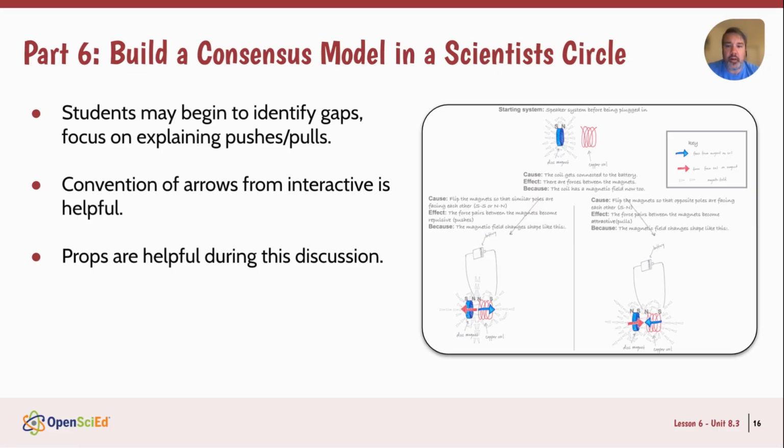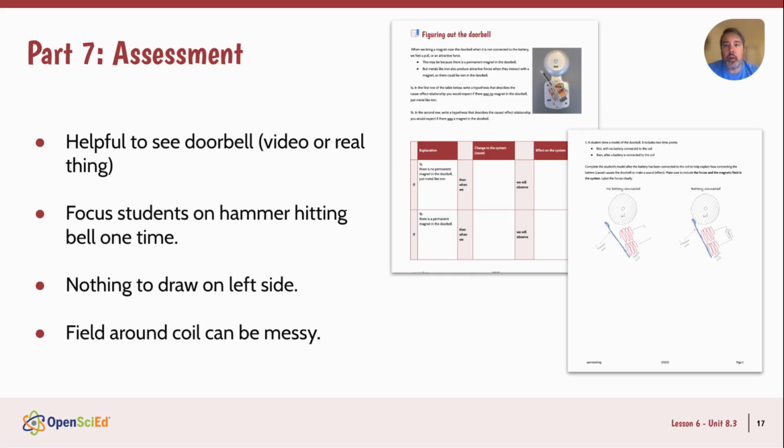As I spoke about earlier, that convention of arrows from the interactive is helpful, but if you have a different convention to show the direction of the field, that's fine. Just try to keep it consistent throughout the modeling you do with the kids. And I find it really helpful to have props during this. So having a coil ready to go, having a magnet ready to go to hold up, to talk through with the kids, to maybe even have them manipulate themselves.